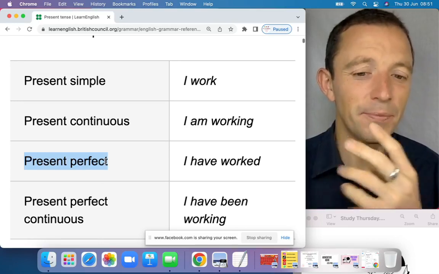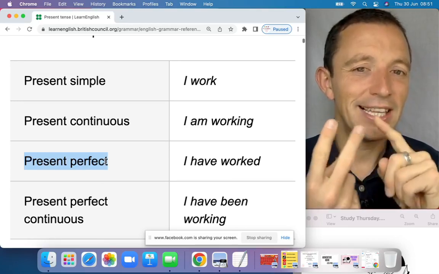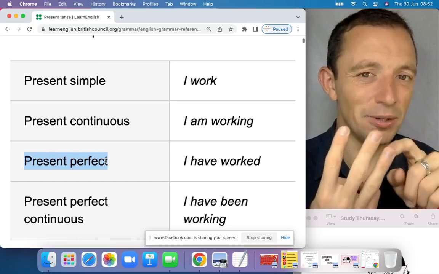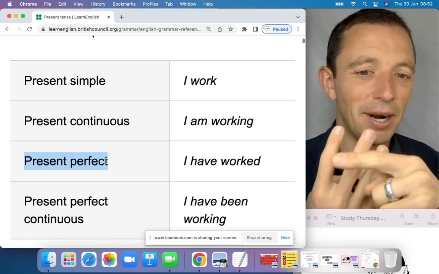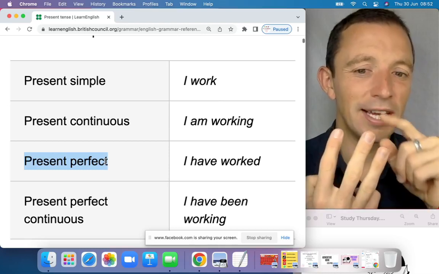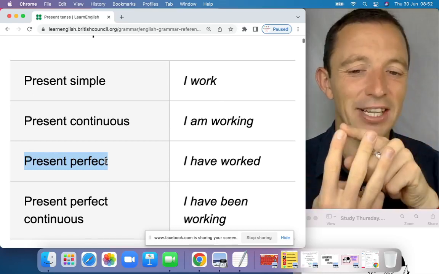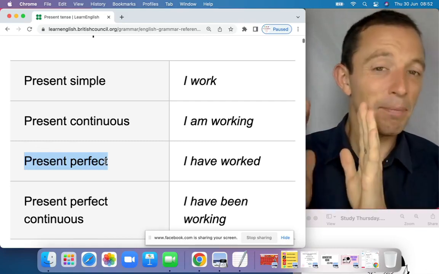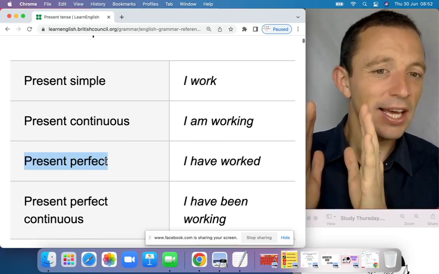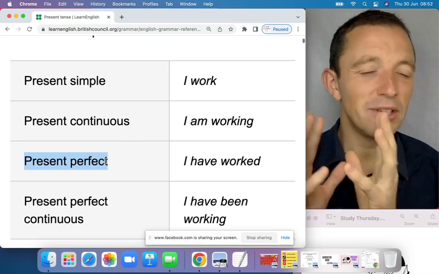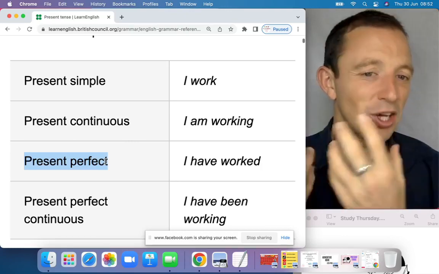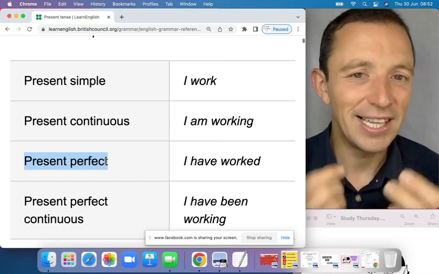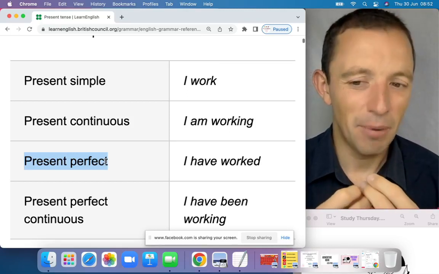The formula is the subject, the extra auxiliary verb have, plus the participle of the verb. And the participle of the verb is worked, the auxiliary is have, and the subject is I. I have worked. This is a period in the past. It's finished, but it's very relevant, and the consequences are relevant to now. That's the idea of the present perfect.